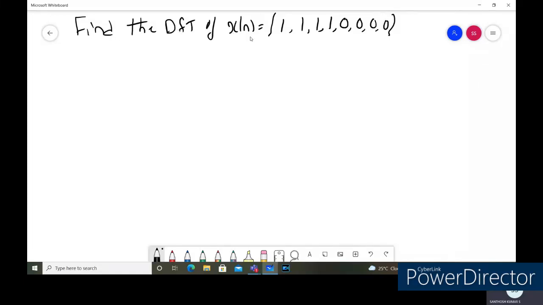So find the DFT of the sequence x of n is equal to 1 1 1 0 0 0 0 0. Here, if you look at the length of the sequence, the value of N is equal to 8. So it's an 8-point DFT, and we need to find the 8-point DFT.